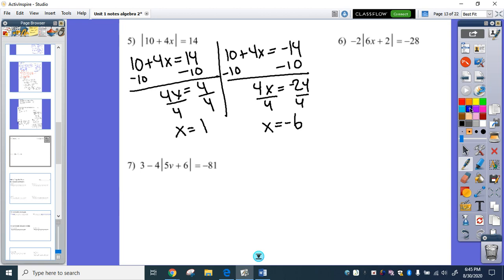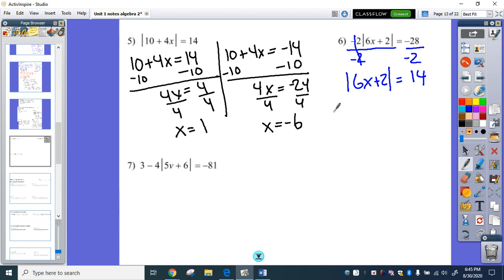Couple more problems real quick. So then in number 6, this negative 2, remember you can't distribute, these aren't parentheses, you can't distribute into an absolute value. So we need to undo this multiplication here. So we're going to divide both sides by a negative 2 before we do our separate cases. That's going to get rid of this. So we're left with the absolute value of 6x plus 2. If we do negative 28 divided by negative 2, we'll get a positive 14.